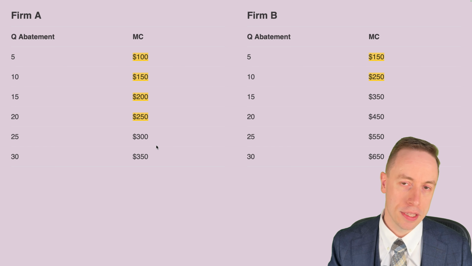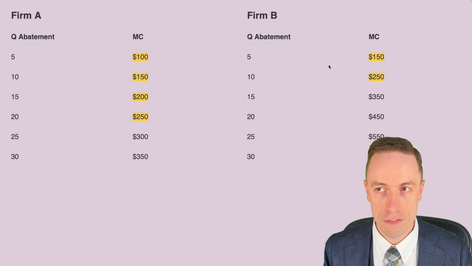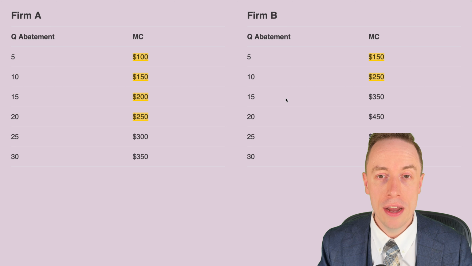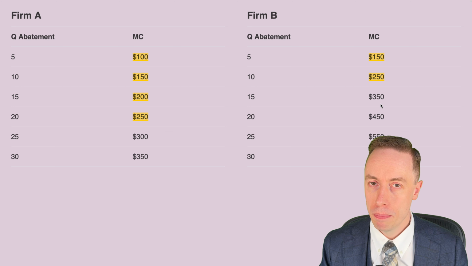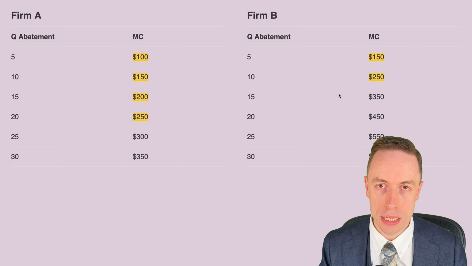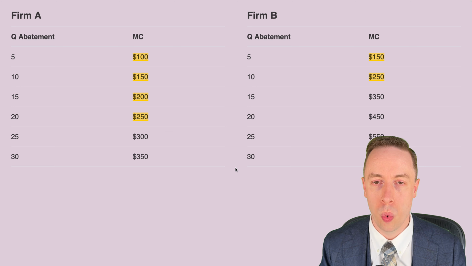Firm B has the higher cost of cutting, so it's going to make a slightly different decision. Look at the first 5, less than $275. Okay, we're going to cut those. Next 5, less than $275, cut those. Next 5, $350. Nope, better to just pay the tax. So compared to command and control, firm B is going to cut less and pay the tax on 20 pounds of the particulate.